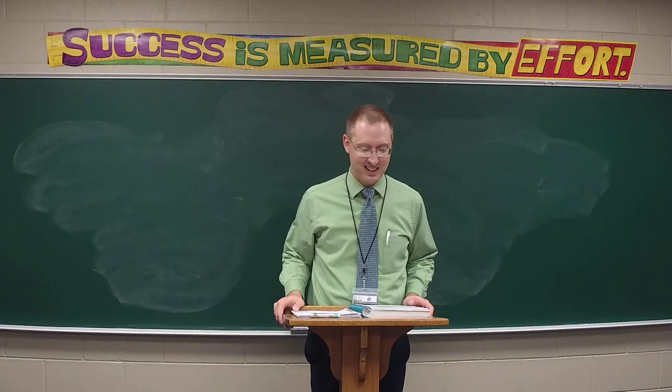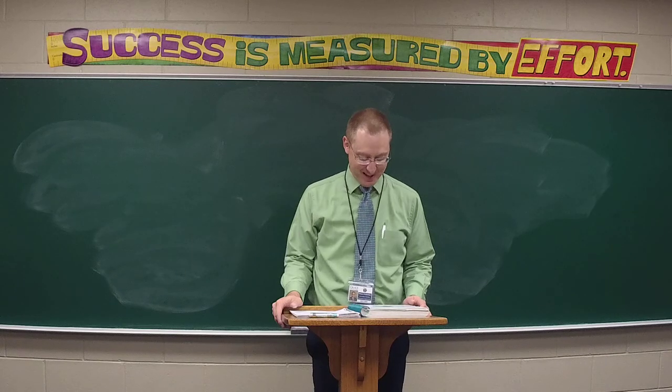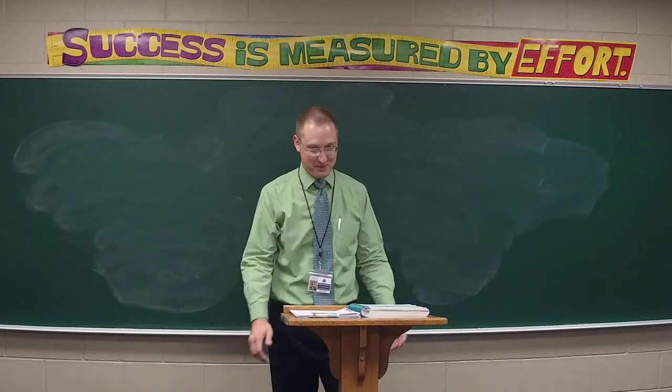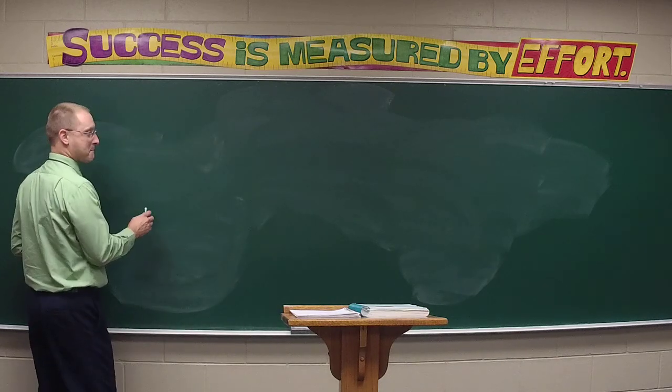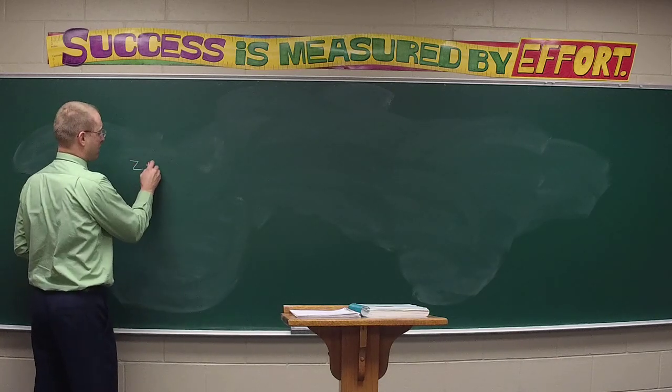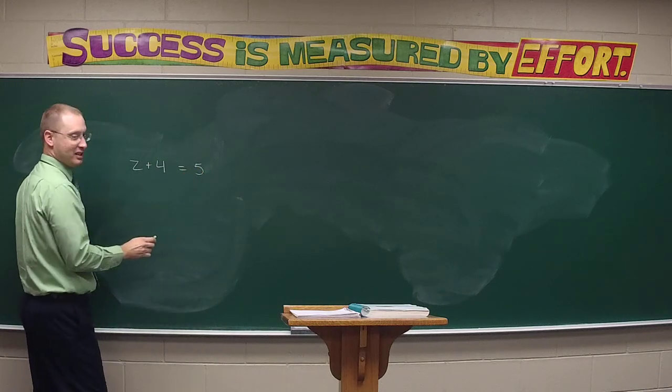No, the absolute value of z plus 4 equals 5. I was going to ask you if you needed glasses, and I realized you're already wearing them. All right, absolute value of z plus 4 equals 5. So, how do we write this, Genesis? Z plus 4 equals 5. Well, close.